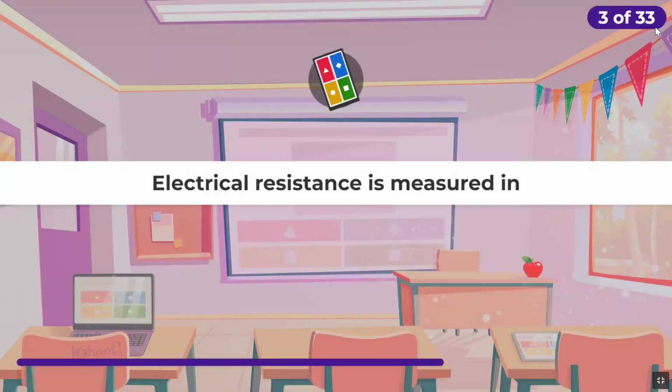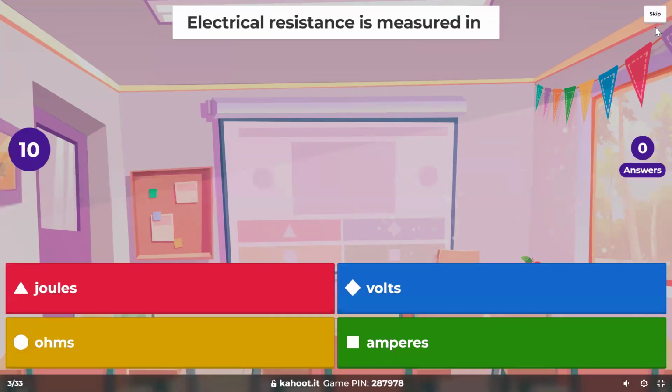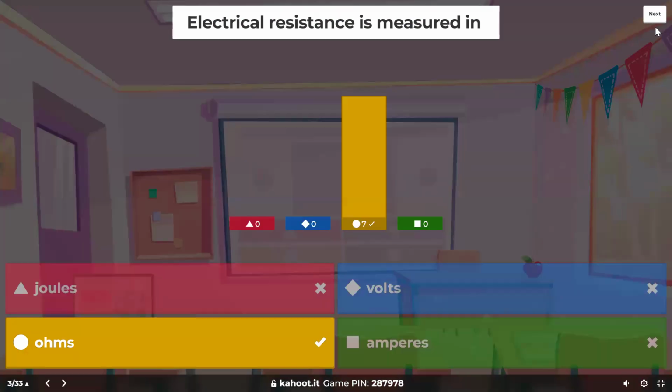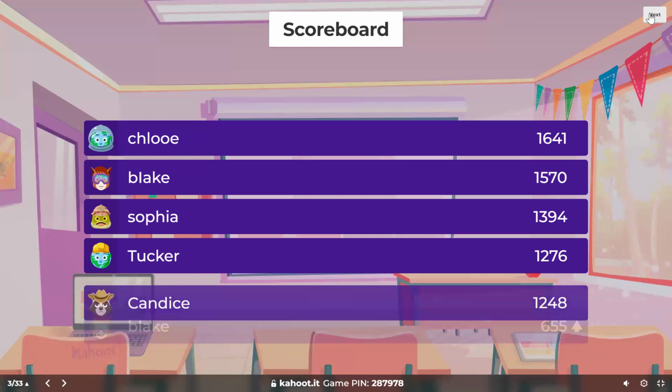Electrical resistance is measured in... yeah, ohms. Right, guys, what does joules measure? Energy. Volts, that'd be a voltage or potential difference. Amperes is current, and ohms is electrical resistance.